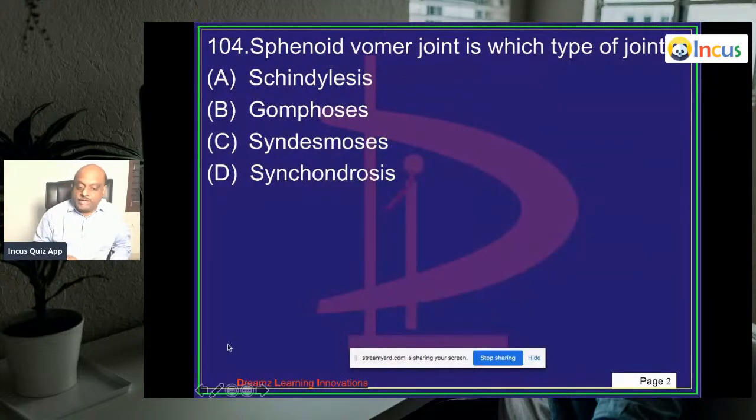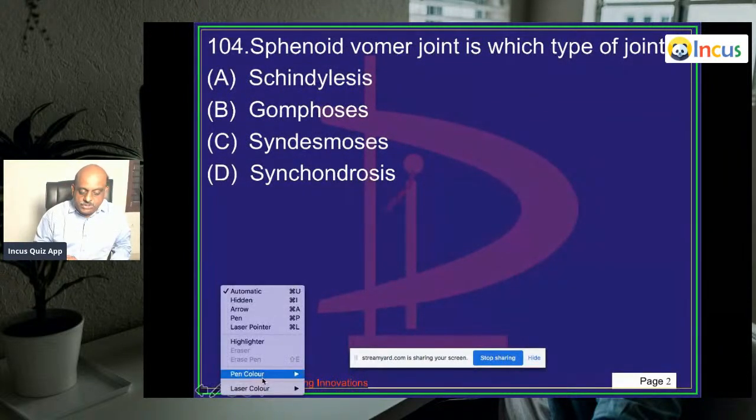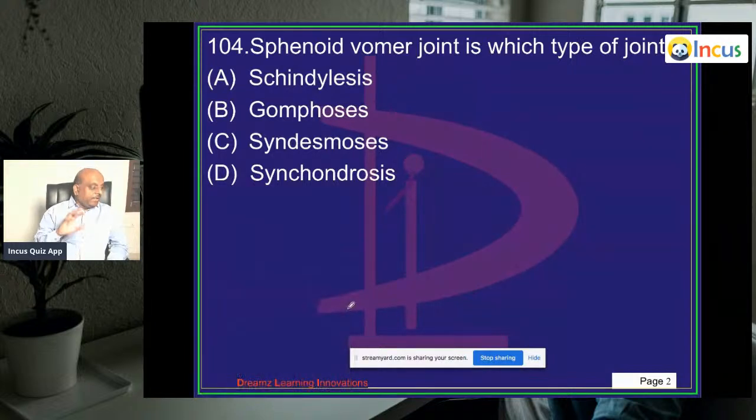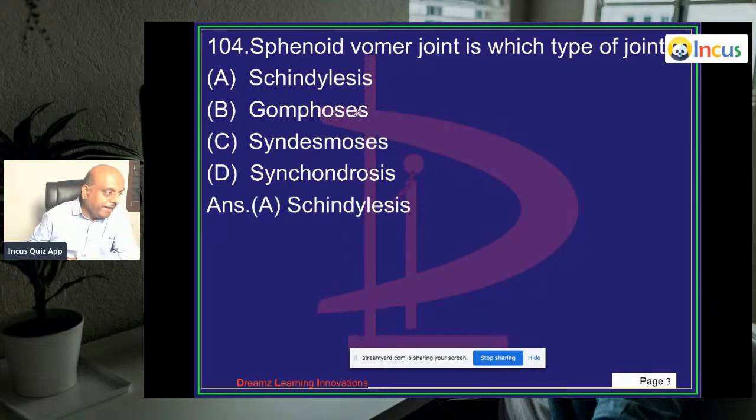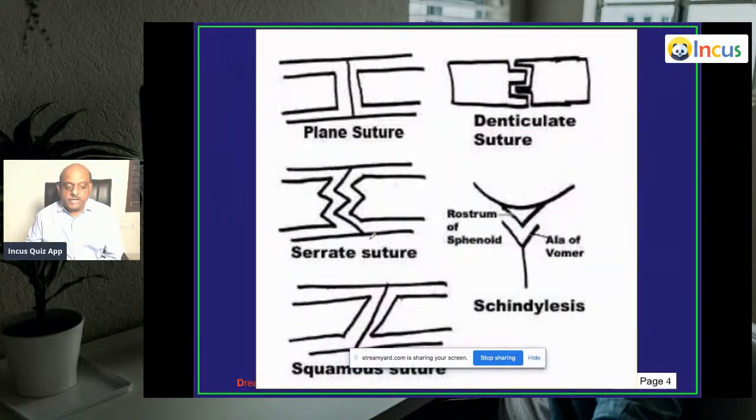Sphenoid-vomer joint is which type of joint? To make the best use of this session, doctor, keep punching your answers parallelly so that it will be more interesting. Please punch into the YouTube chat window. So, sphenoid-vomer joint is a schindylesis, is what you need to remember.